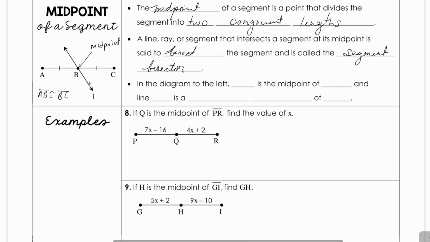So if we look at this line right here, line L, it's cutting straight through this segment AC at the point B. And we've already established that point B is the midpoint. So line L is a segment bisector of AC. All right, so in the diagram to the left, point B is the midpoint of segment AC, and the line L is a segment bisector of segment AC.